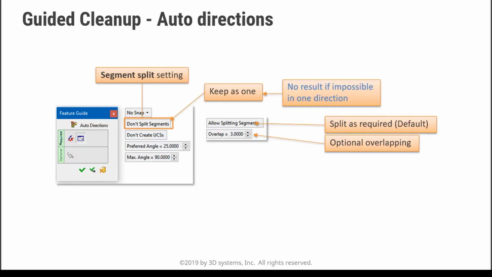The second parameter is the segment split setting. It has 2 options, don't split and allow to split. If we select don't split, the system will not create a new direction for the segment if it is not possible from one direction. The second option is to allow the system to split the segment into several directions in case there is no option to mill from one direction. In case we split the segment, we can set an overlap value.